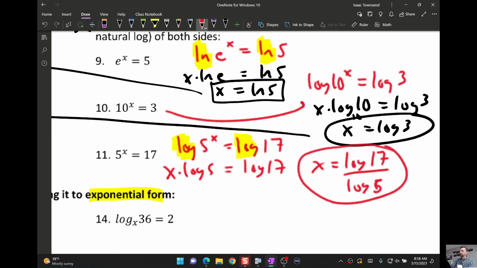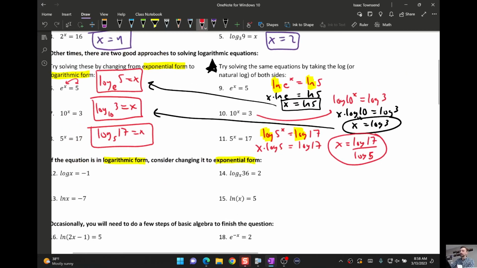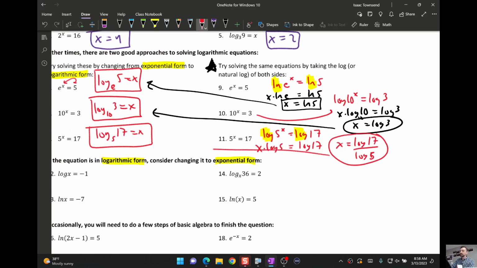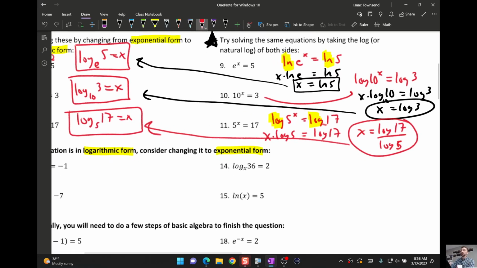Now, I guess my question would be, is this answer to number 11 the same thing as the answer to number 8? And how do you know those are the same thing? If you know the change of base formula, then you know that these two are equivalent. So it doesn't matter that they look different, they are saying the same thing. And that's really the need for the calculator here in a bit.